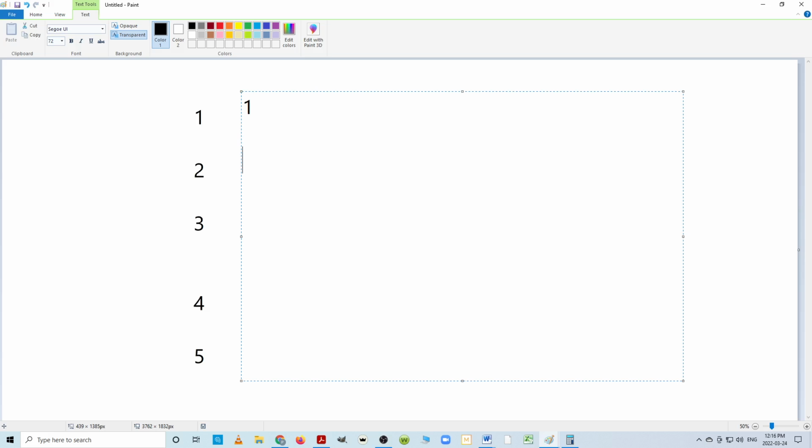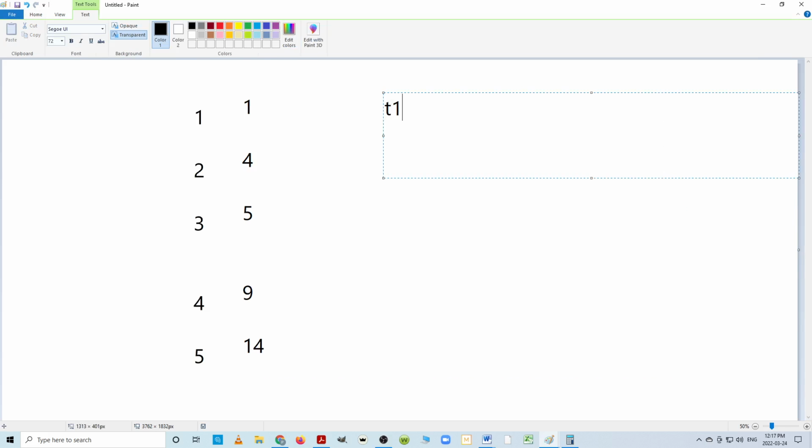Okay, 1, 4, 5, 9, and 14. And what the pattern is, I'm going to give you: term 1 is 1 and term 2 is 4, but term 3 is going to be equal to term 1 plus term 2.